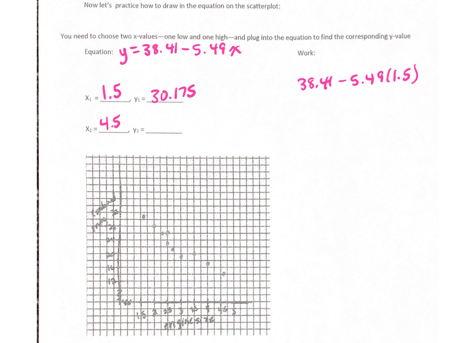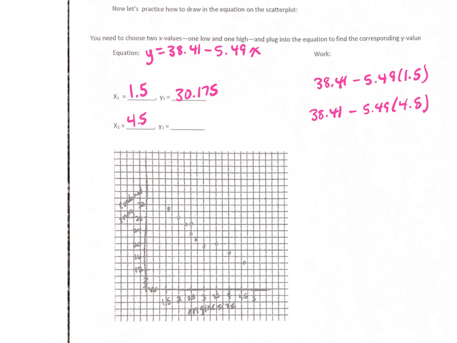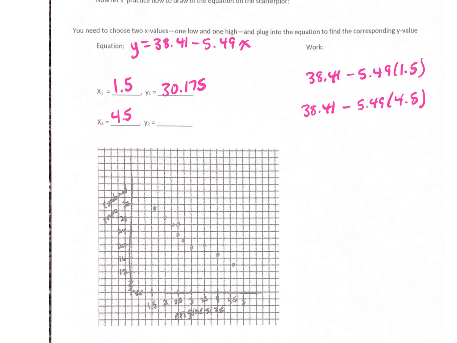Okay, going to do the same thing with this one. We're doing 38.41 minus 5.49 times 4.5. And we get that corresponding point. What is that? 13.7. Okay, 13.7.